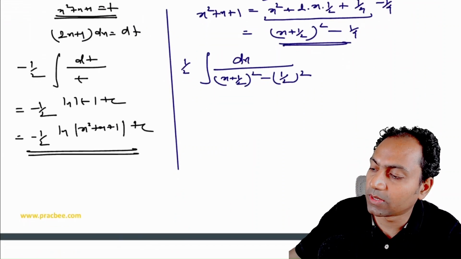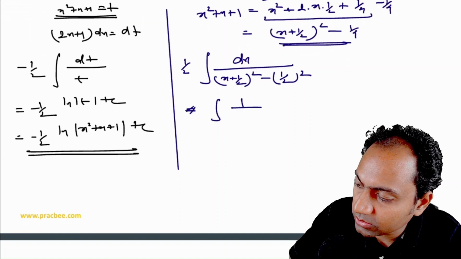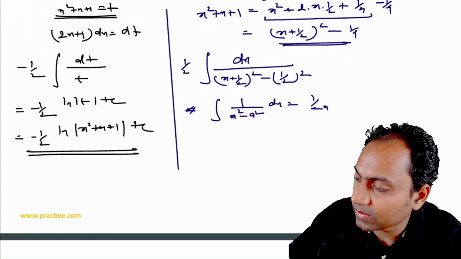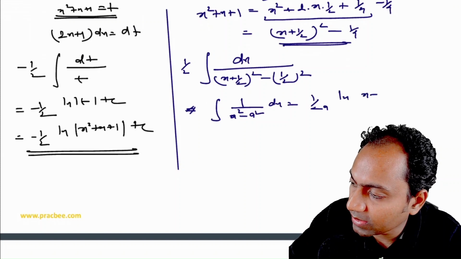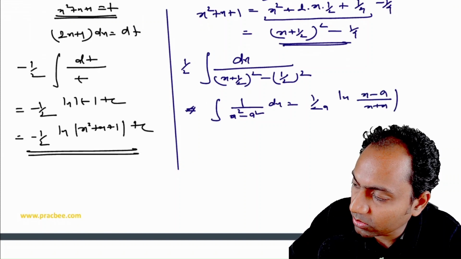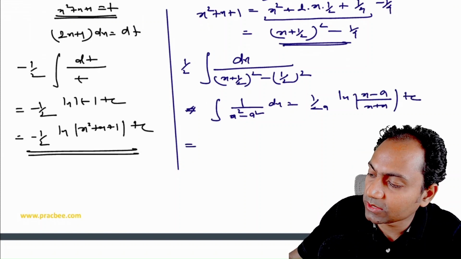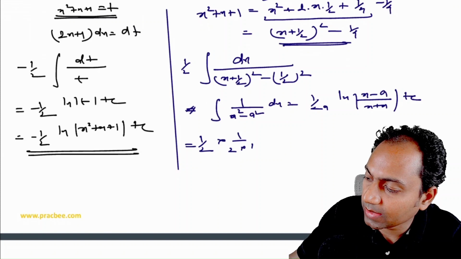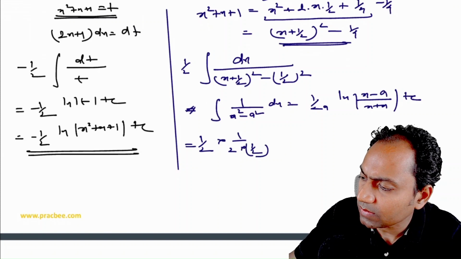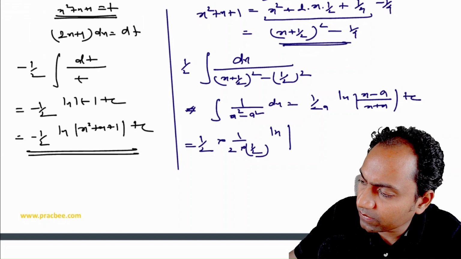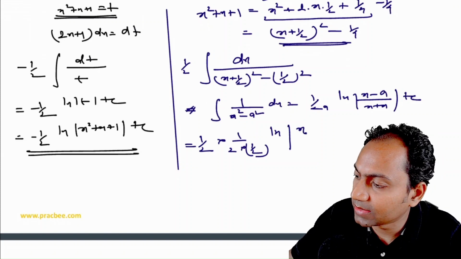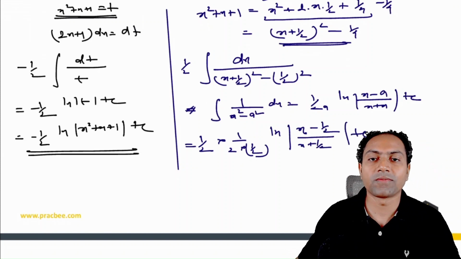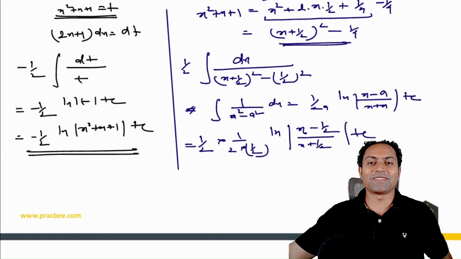Now we have a formula for integration of 1 upon x square minus a square dx, and that is nothing but 1 by 2a ln of modulus of x minus a by x plus a, plus c. Let us apply this formula. So this becomes 1 by 2 into 1 by 2a, that is again 1 by 2, ln of mod of x minus 1 by 2 by x plus 1 by 2, plus c. So we have got our answer. Now we can add both the answers and get the final answer.